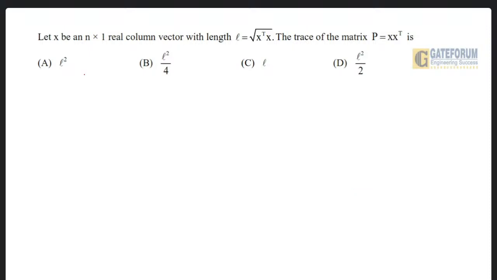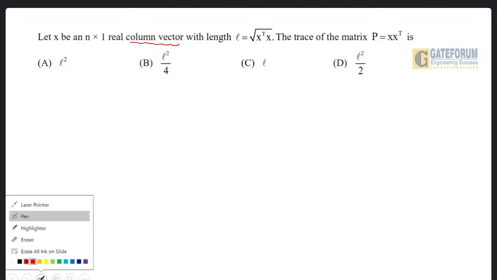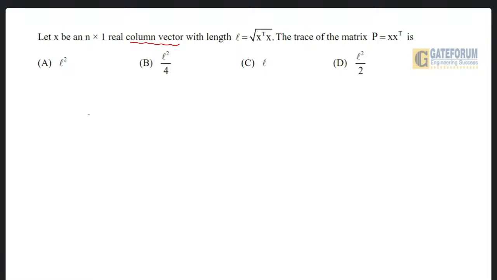The question is: let X be an n cross n real matrix, a real column matrix, vector, with length L equal to the square root of X transpose X. The trace of the matrix P equal to X into X transpose is. 4 options given. This is from engineering mathematics, from the topic linear algebra, subtopic basics.